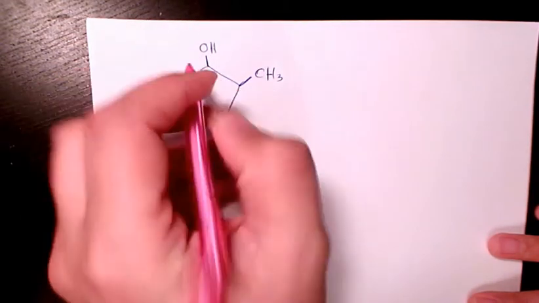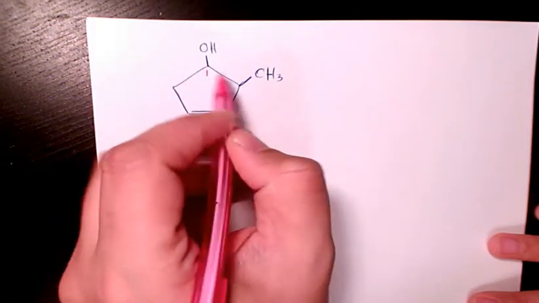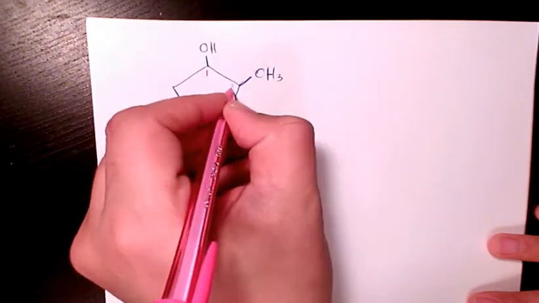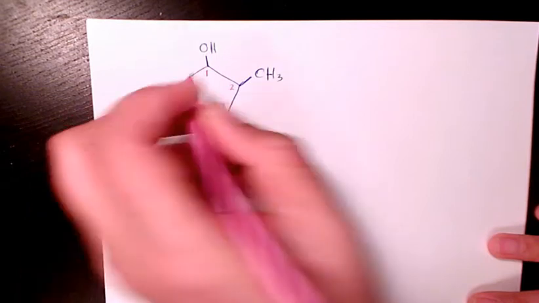So we can have 1. Should we start from this side or this side? Definitely we need to start from this side because we have methyl in here. 2, 3, 4, and 5.